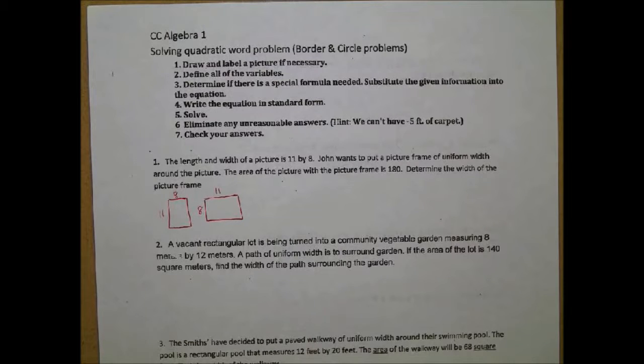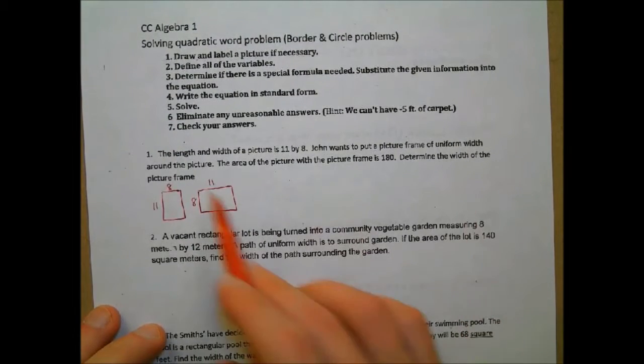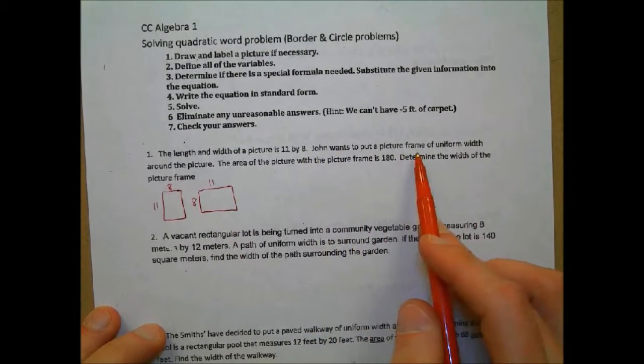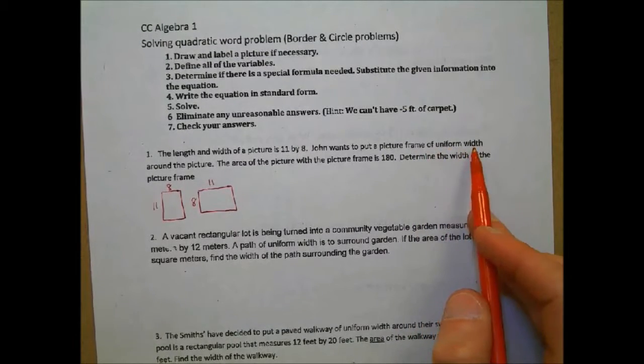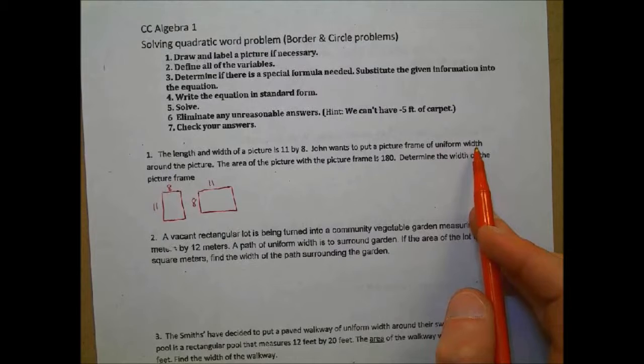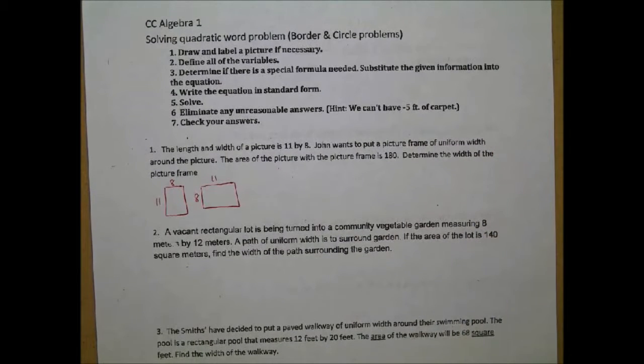So for this one, I'm going to maybe use this picture right here. Now, John wants to put a picture frame of uniform width. Now, what does uniform width mean? What does that mean? Equal width is another way to say that, I'd say that's synonymous. Because sometimes you might have a frame that's thinner on the sides but thicker on the top and bottom or something. You can think about maybe when you're writing a paper, like the margins and stuff like that. Anyway, uniform width means the same width all the way around. Same thickness, we'll say, all the way around.